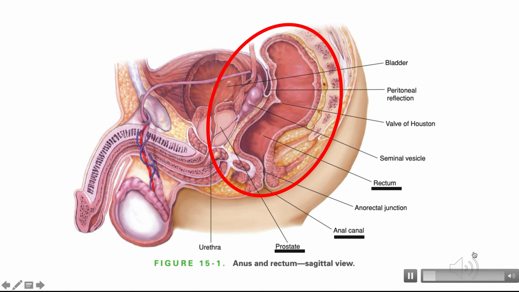Let's start with the anatomy. The sigmoid colon, as we all know, terminates the rectum. The rectum lies against the sacrum and the coccyx and ends up in a short segment known as the anal canal.